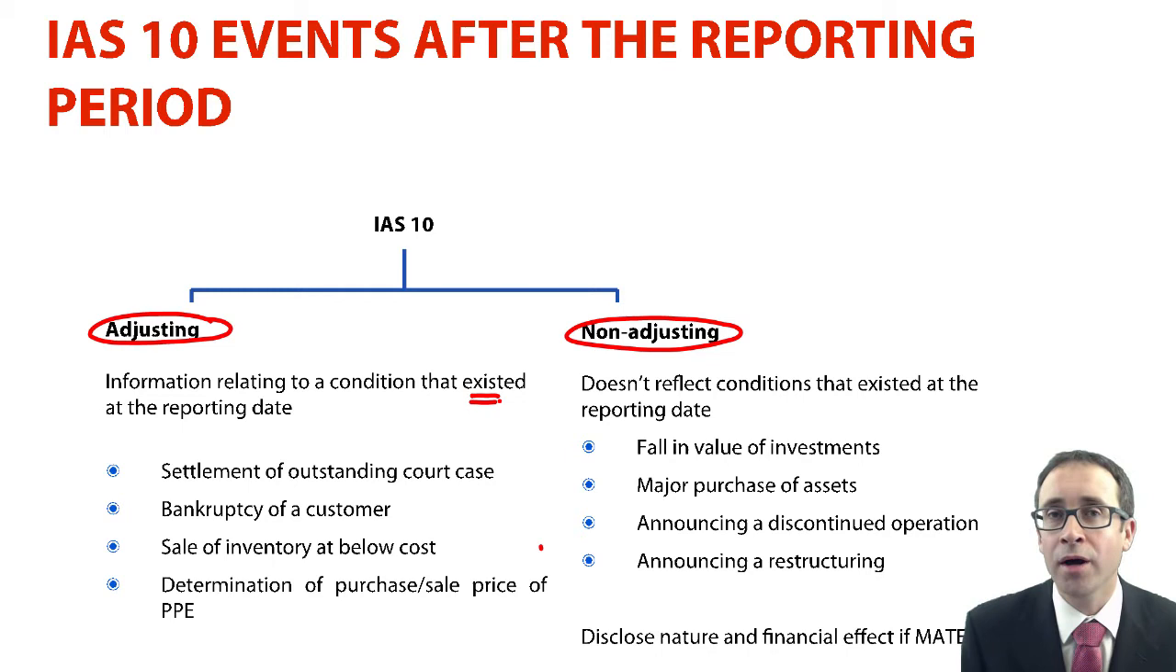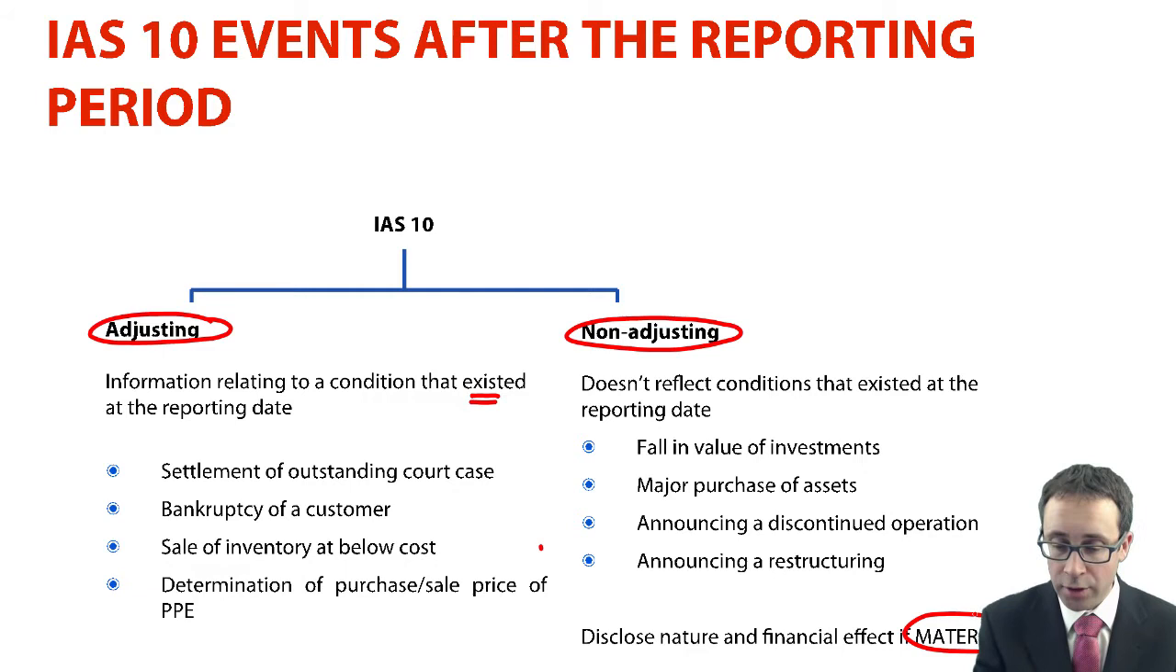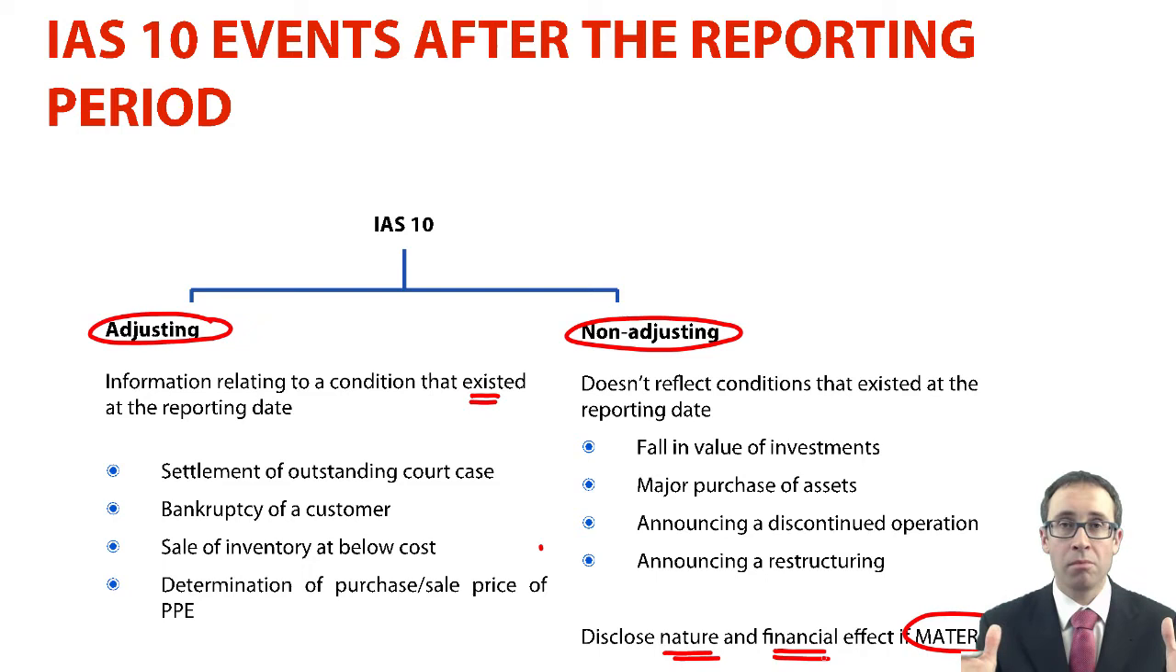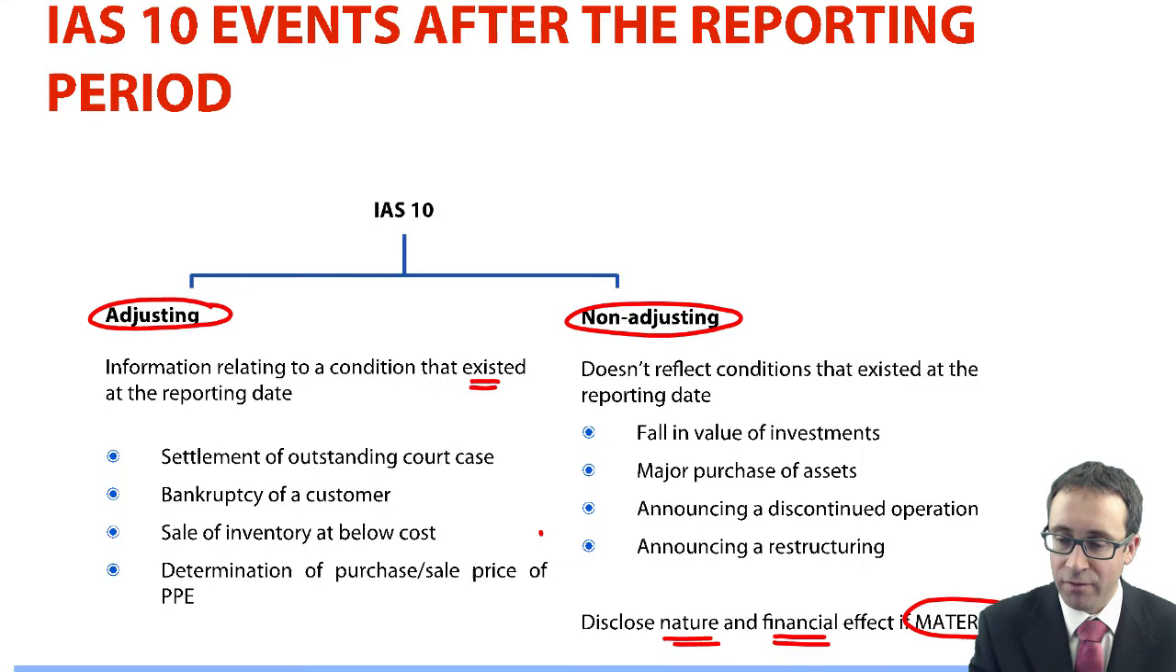Important point to note is that those non-adjusting events, we will disclose them if they are material. You can pick yourself up some additional bonus marks by saying that we disclose the nature, so what specifically happened and when, and also, if we can, any financial effect also. That's it. As you go along, you can go through there and add to the list of adjusting and non-adjusting events.